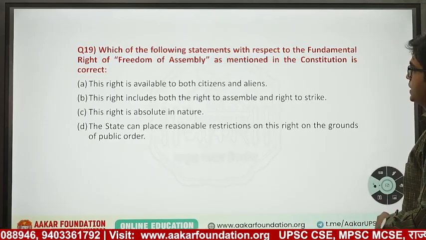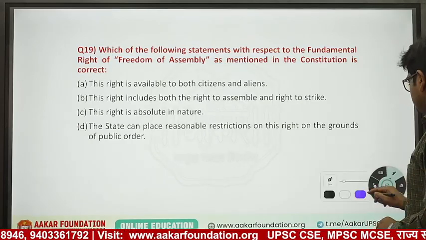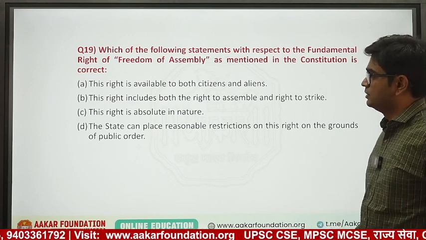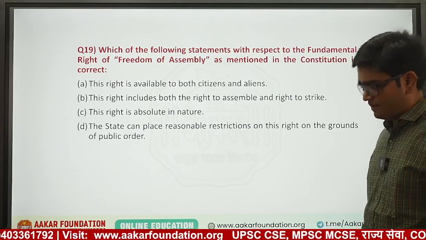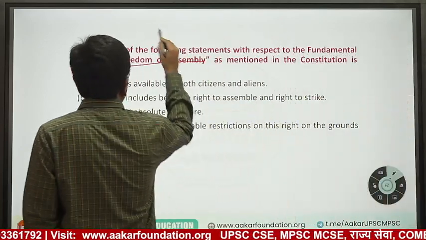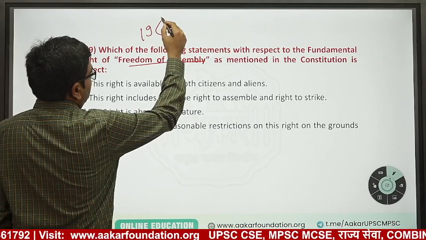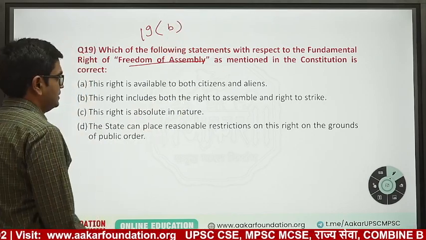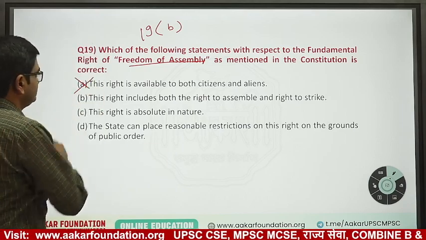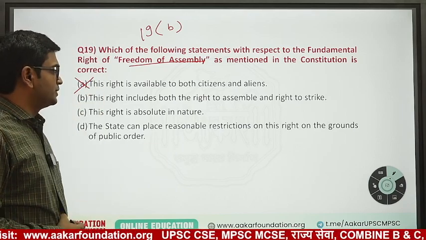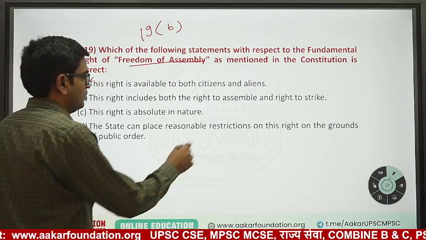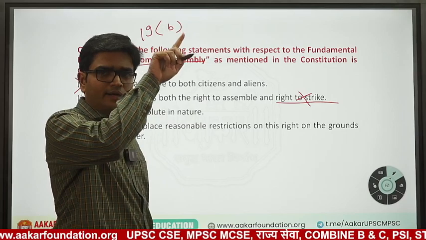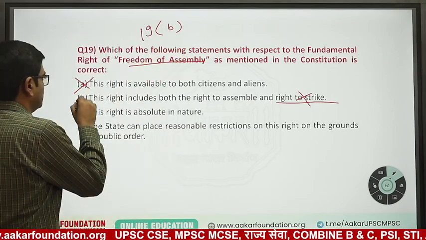Which of the following statements with respect to the fundamental right of freedom of assembly in the constitution? The right is available to both citizens and aliens. Now freedom of assembly comes under Article 19(1)(b). So Article 19 anyways is not applicable to aliens, meaning non-citizens. So this is wrong. Right includes both the right to assemble and right to strike. No, right to strike is not available under this. Right to strike is a legal right, which is by statute, not by constitution. So this is also wrong.